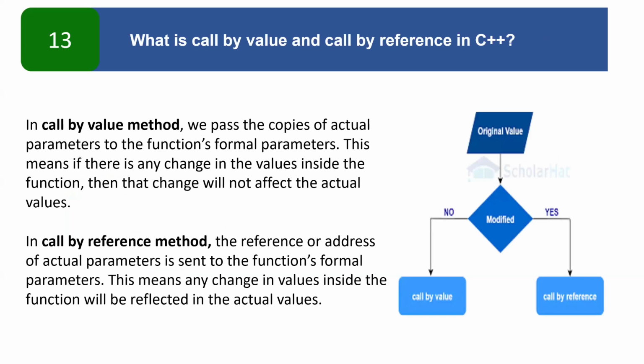Question number 13. What is call by value and call by reference in C++? In call by value method, we pass the copy of actual parameter to the function formal parameter. This means if there is any change in the value inside the function, then that change will not affect the actual value. In call by reference method, the reference or address of actual parameters is sent to the function formal parameter. This means any changes in value inside the function will be reflected in the actual value.